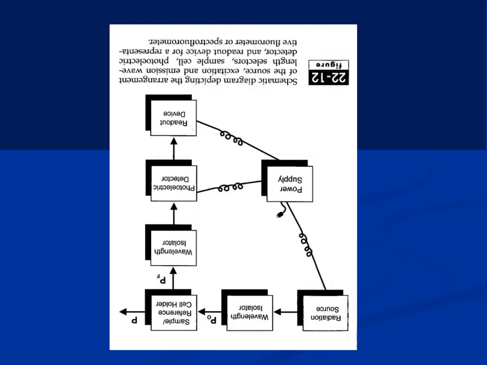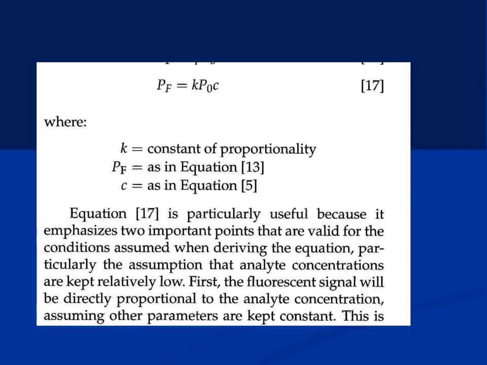And of course, a power supply is there. So absorption spectroscopy, emission spectroscopy, and this is UV visible spectroscopy. This is your fluorescence or phosphorescence if you are using that. F stands for fluorescence here. So this is what is happening here. And again, we have a relationship for the light being emitted in this case, PF, and then it is related to the concentration.